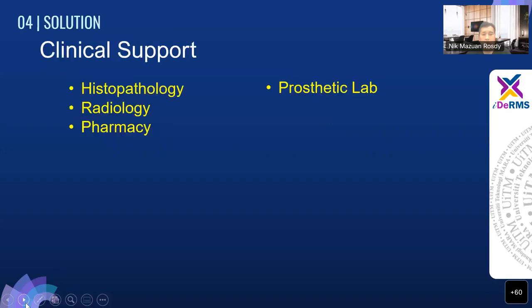For the clinical support, as I mentioned just now, we have pharmacy, radiology, histopathology, and prosthetic lab. However, the prosthetic lab we will launch very soon. The system is ready, but we need to clarify a few things with our prosthodontic or restorative department so that we can have seamless operation for the prosthetic lab. You will be using a lot of radiology as an undergraduate student. For postgraduates, you'll be using pharmacy, radiology, prosthetic lab, and histopathology altogether.